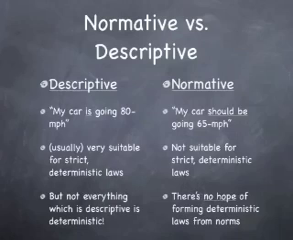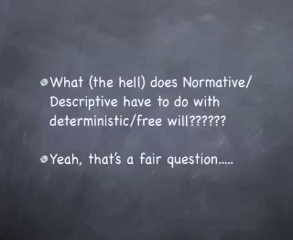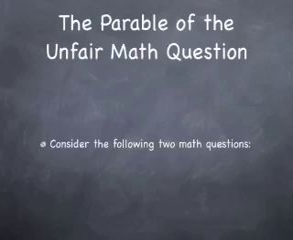But of course, not everything which is descriptive is deterministic. But with normative vocabulary, there's no hope of forming deterministic laws from norms. You can't tell just from the speed limit sign how fast the cars are going. All right. Now, what does normative and descriptive have to do with the deterministic versus free will debate? Okay, now this is a very fair question.